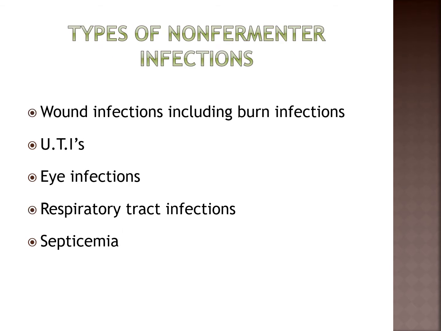Like I said, non-fermenters are opportunistic, and they can cause basically any type of infection, but some of the infections you see most commonly are wound infections, including burn infections, urinary tract infections, eye infections, respiratory tract infections, and septicemia. Now, cystic fibrosis patients are much more susceptible to a non-fermenter known as Burkholderia cepacia because they have fluid in their lungs, and that is the perfect environment for non-fermenters to grow. We'll talk more about Burkholderia cepacia in upcoming slides.